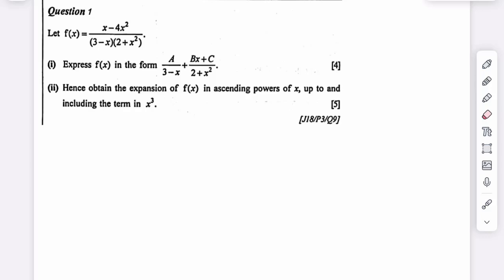Today I'm going to be going through some partial fractions and exam style questions on those partial fractions.